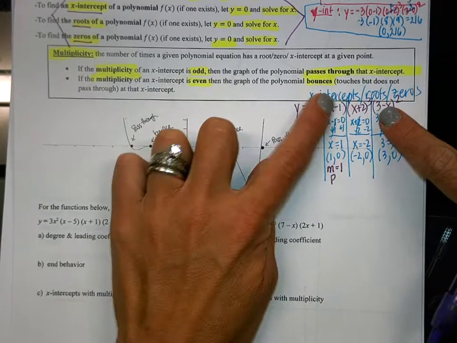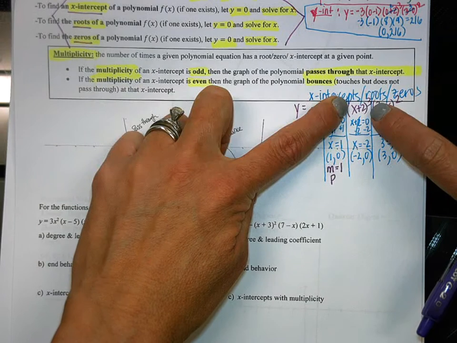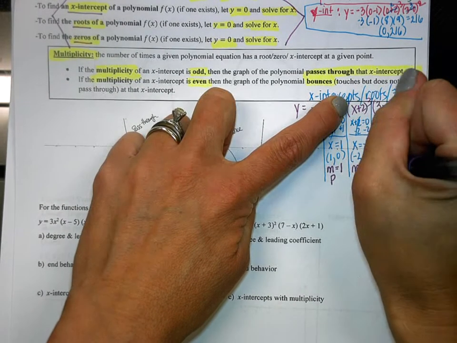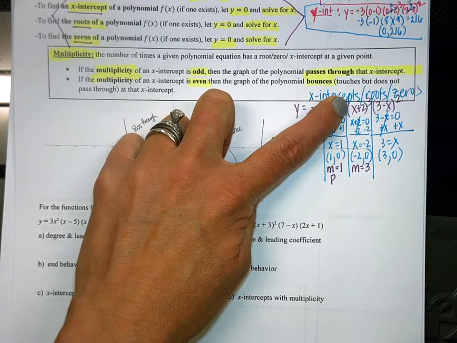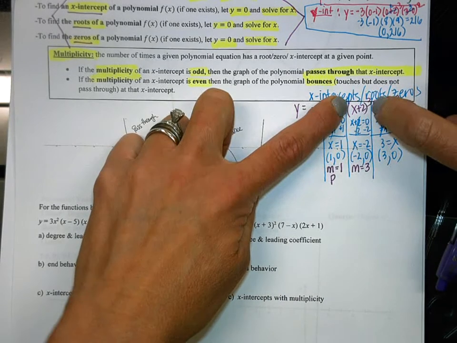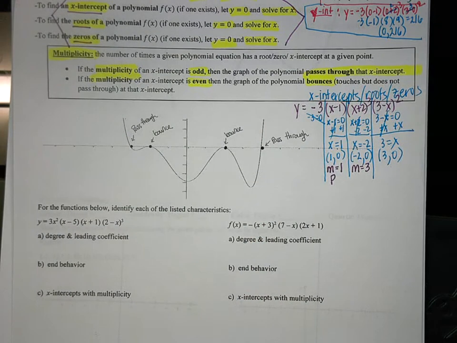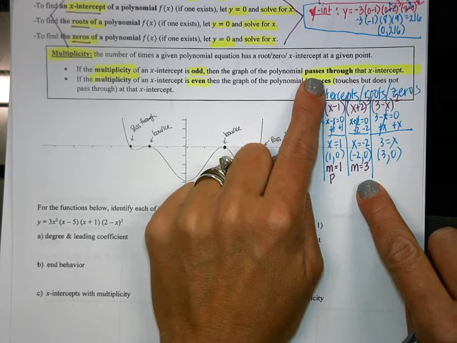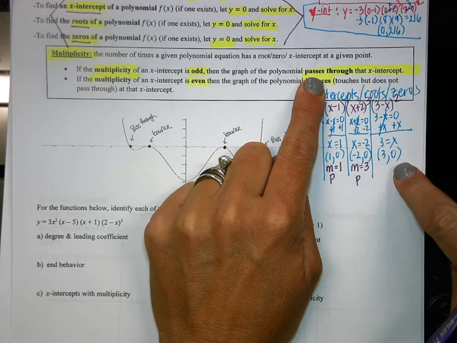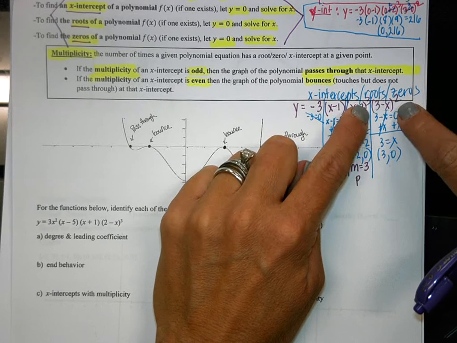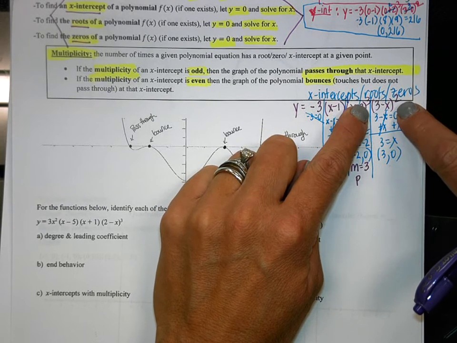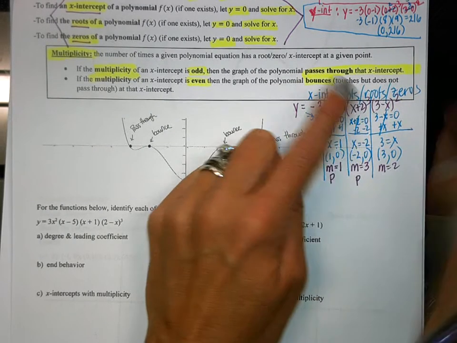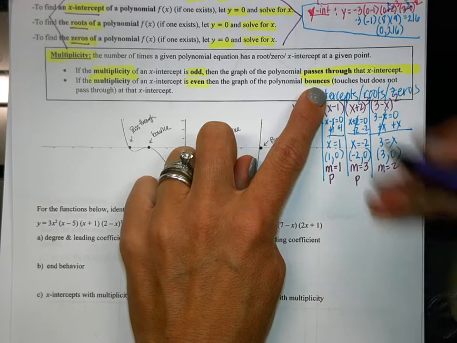On this one, the x plus 2 to the third power. How many x plus 2's are there? 3. So this has a multiplicity of 3, because it's to the third power. There are 3 x plus 2's. Now, 3 is an odd number, so it passes through. On this one, this has 3 minus x squared, which means it's going to have a multiplicity of 2. And if it's even, it means it bounces.